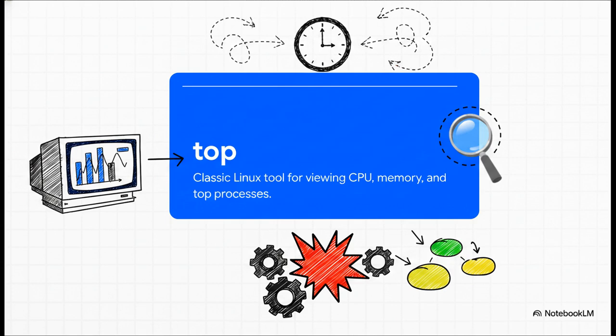You just type top into your terminal, and boom, it immediately shows you overall CPU usage, memory usage, and a dynamic, live list of which specific process is currently eating the most CPU. It's totally the gold standard for a quick overview.